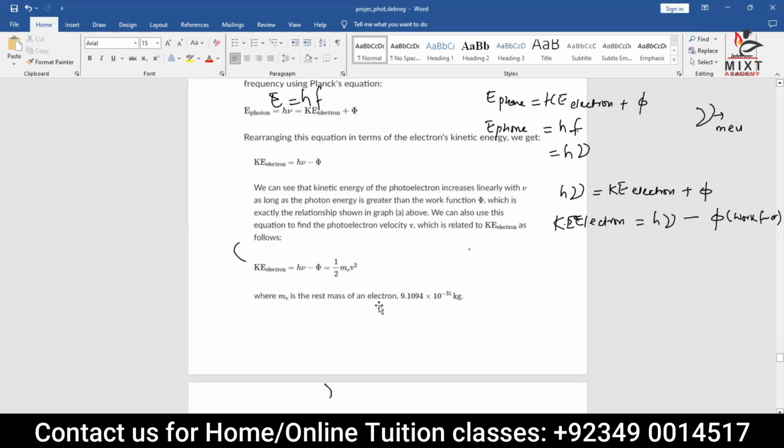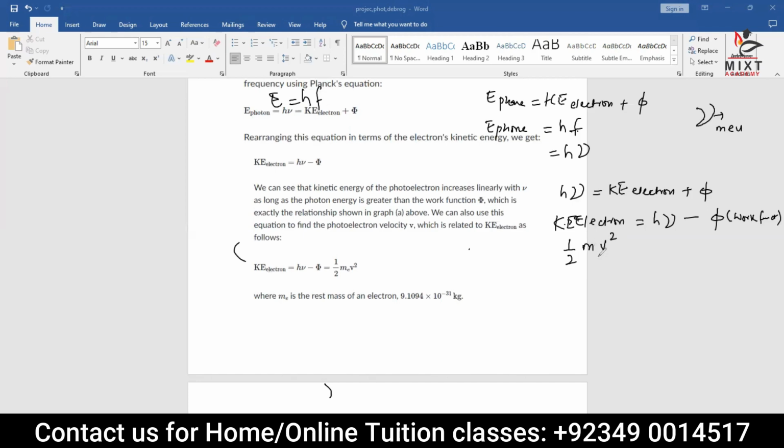Okay, one more thing. The kinetic theory formula, we can use it as well. Now, this formula is very interesting if we want to use it. What is it? Check it out. The kinetic energy of an electron can be given as 1 by 2 mv square.